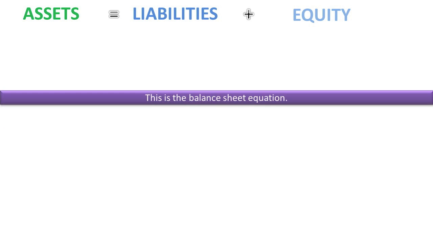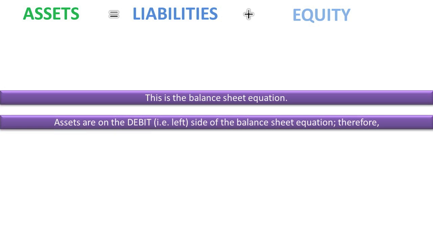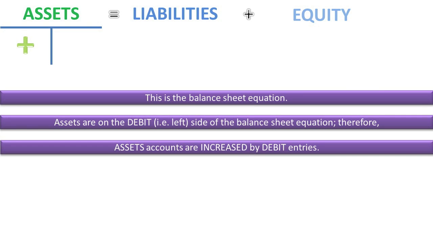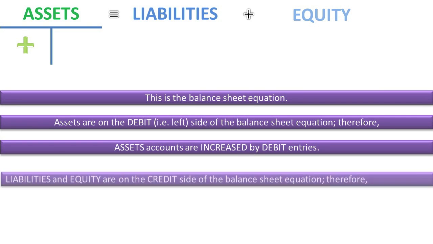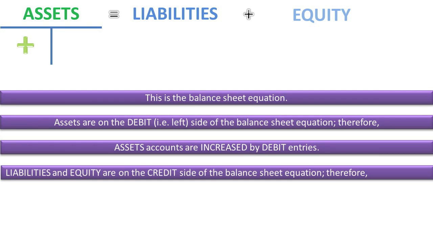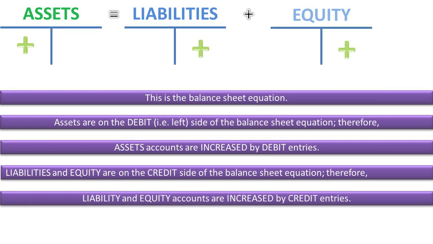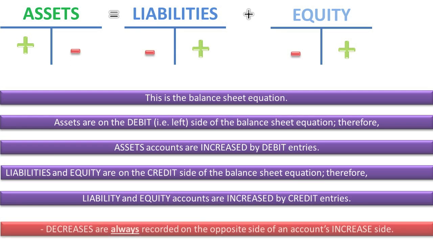This is the balance sheet equation. Assets are on the debit, i.e. the left side of the balance sheet equation. Therefore, asset accounts are increased by recording debit entries. Liabilities and equity are on the credit side, i.e. the right side of the balance sheet equation. Therefore, liability and equity accounts are increased by credit entries.